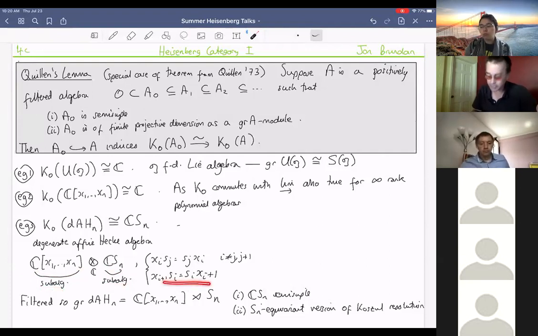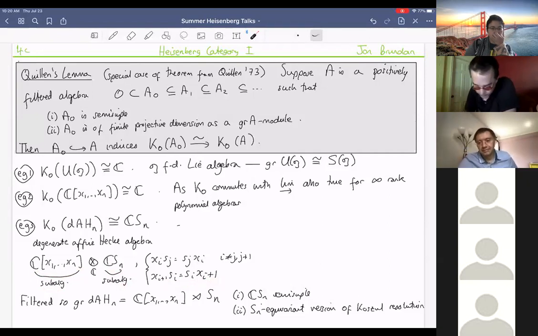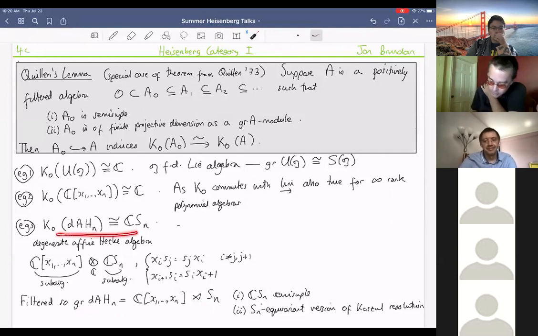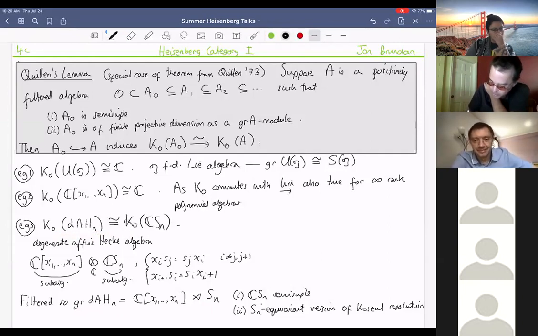And then there are these interesting relations telling you how a simple transposition commutes with a polynomial generator. It's not quite the smash product because of this +1 term that appears in the commutation relation. In fact, the degenerate affine Hecke algebra is filtered, and the associated graded algebra is exactly that smash product. Because it's filtered, we can apply Quillen's Lemma, and you have to check the hypotheses, but that's fairly straightforward. And so as a result, you deduce that the Grothendieck group of the degenerate affine Hecke algebra is the same as the Grothendieck group of the group algebra of the symmetric group.